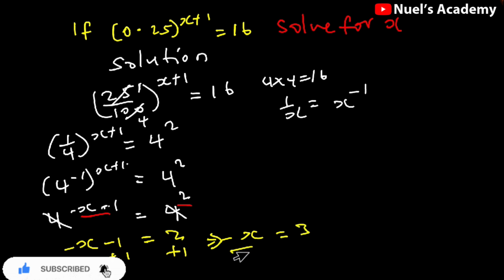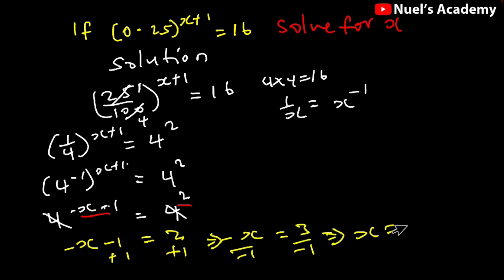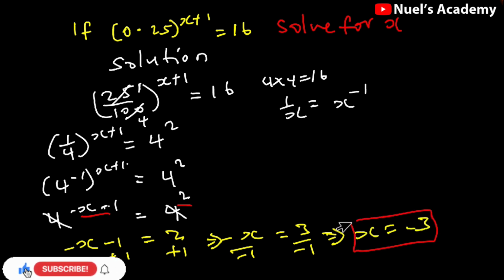So if you divide both sides by -1, we have that our x is equal to -3, and so this is the value of our x.